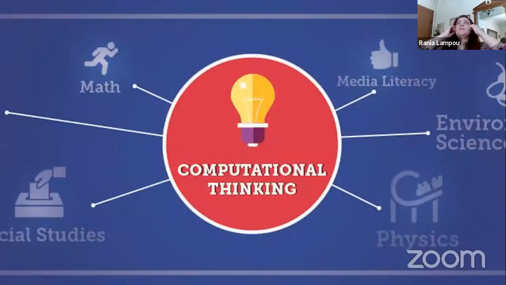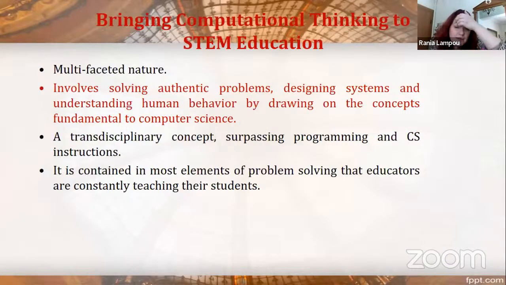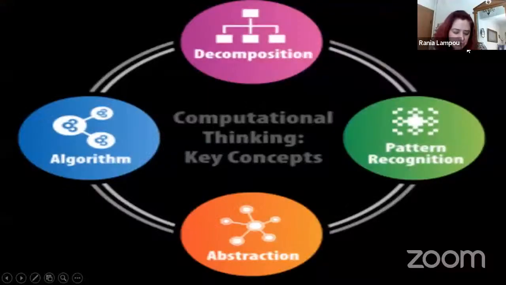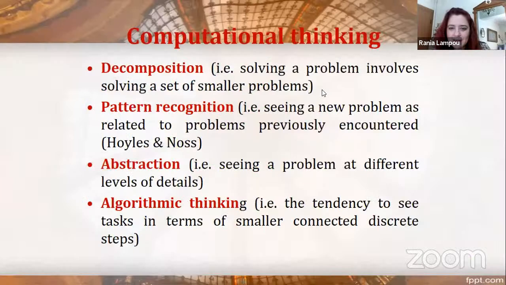At the same time, it's very important to bring what we call computational thinking into our classroom. Computational thinking involves solving authentic problems, designing systems, and understanding human behavior by drawing on the concepts of computer science. Why is it important? Because even in kindergarten, teachers many times teach thinking, but they just don't know that it is computational thinking. For example, about the steps. This way, actually, they teach computational thinking.